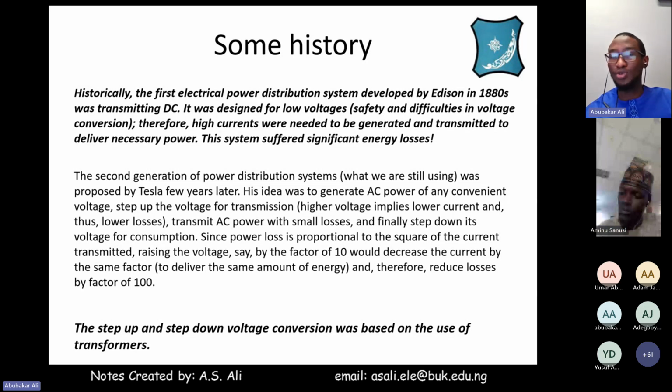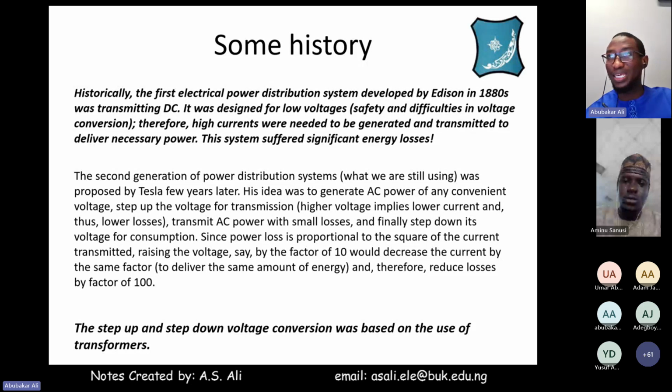Thomas Edison. You also know Nikola Tesla. Yes, sir. So these are the people behind transformers. Edison was the first person to come up with the idea, and he started his first transmission using DC.